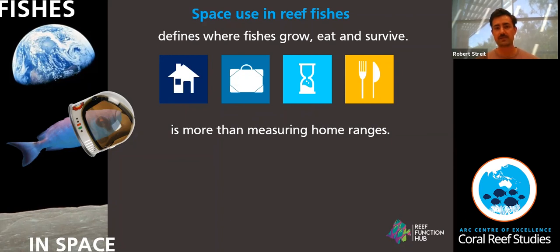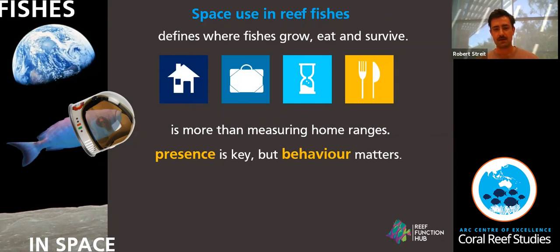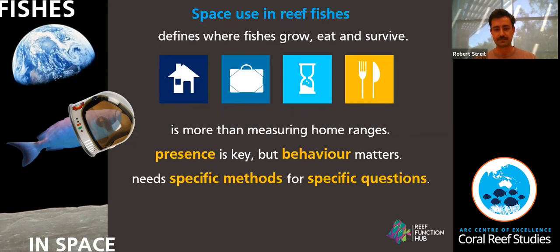So again, space use in fishes is more than just measuring the where and measuring the home ranges. The presence of a fish is key because if a fish isn't there, it's not going to do anything. But once it's there, we also really have to look at its behavior because behavior really matters. For all these things, we need specific methods for all these specific questions. And that's what I mentioned earlier. Sometimes if you find a new method, like in my case, the 3D photogrammetry, that opened completely new ways for me to look at these things and look at different aspects of space use. So I think we should also just explore methods and then see what we can answer with them sometimes.